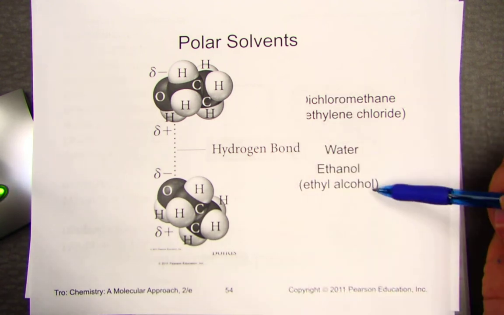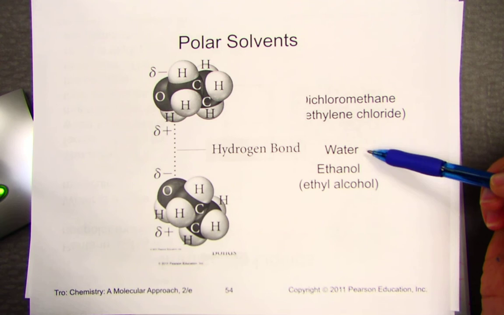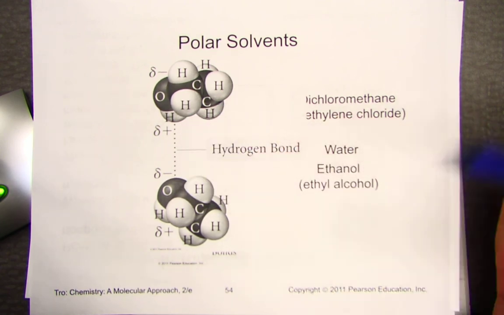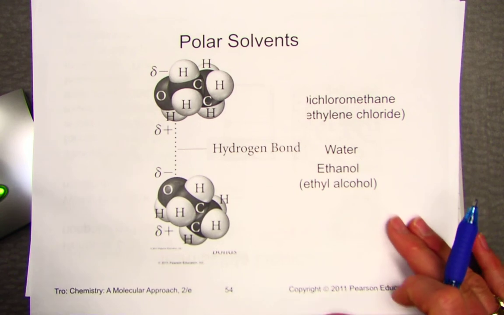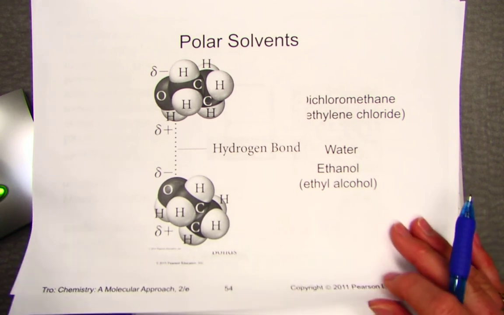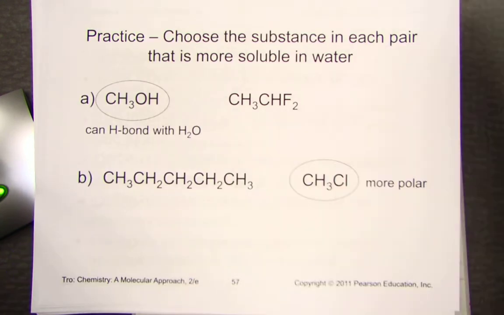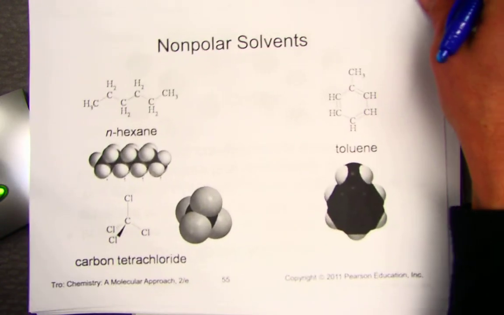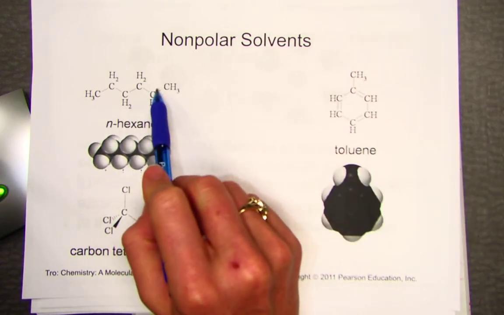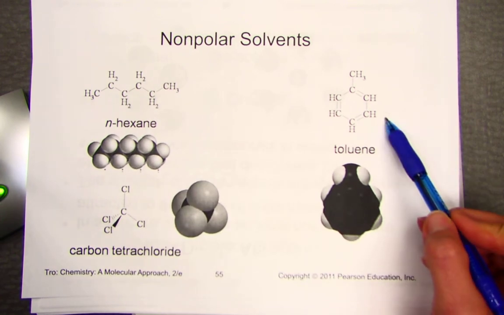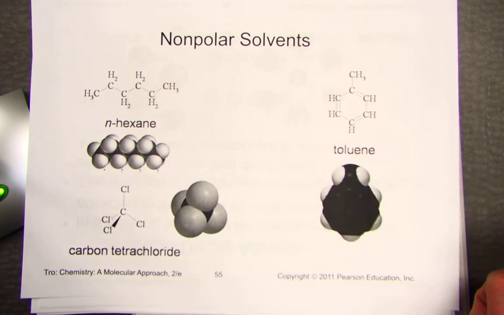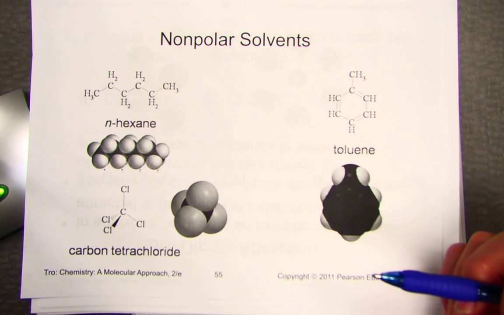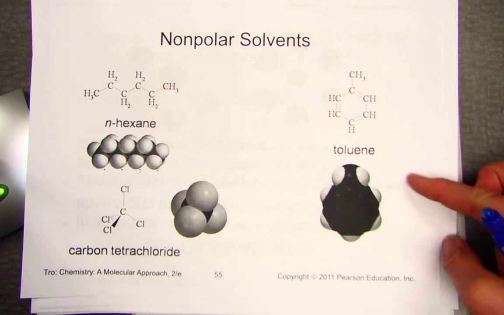If I place that into another polar molecule, such as water or ethanol, there are oppositely charged areas of each molecule, and a solution would indeed form based on the hydrogen bonding setting up between the molecules. Nonpolar solvents, such as hexane, toluene, carbon tetrachloride, are very good at dissolving nonpolar solutes. Likes dissolve likes.